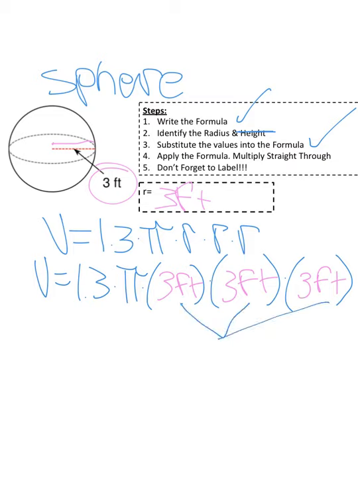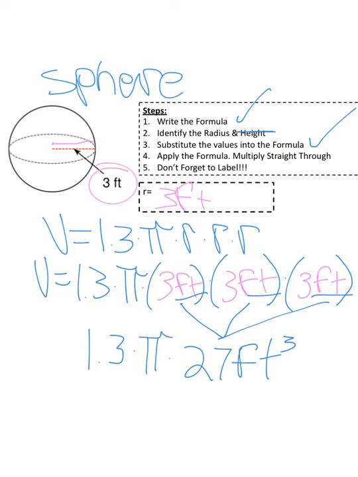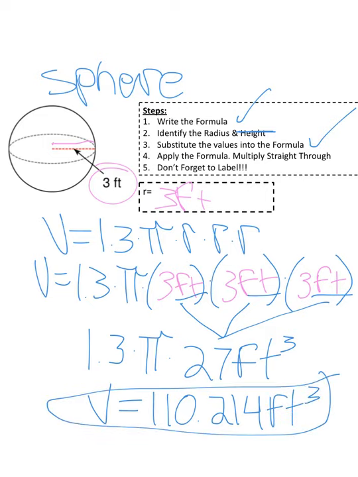So 3 feet times 3 feet times 3 feet gives me a total of 27 feet cubed, remember, because we multiplied feet 3 times. Now I need to bring down the rest of the formula, which is the 1.3 and the pi. If I multiply all that together, throw that into your calculator, and it will give me a total of 110.214 feet cubed. So this is the total volume of the sphere. Make sure you label it. If you don't, you will lose points.